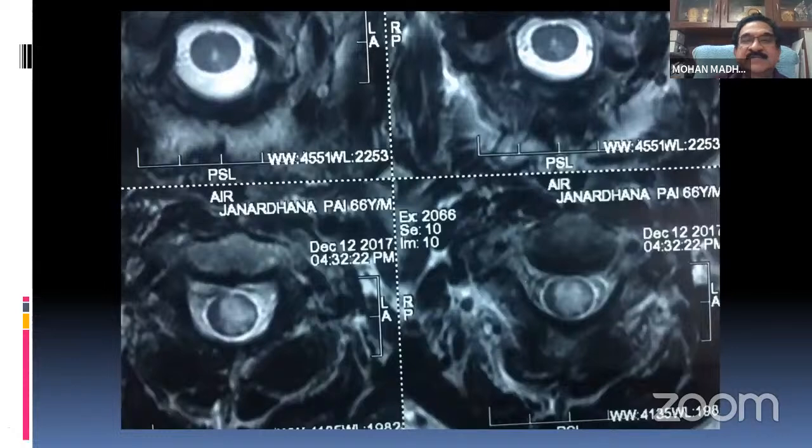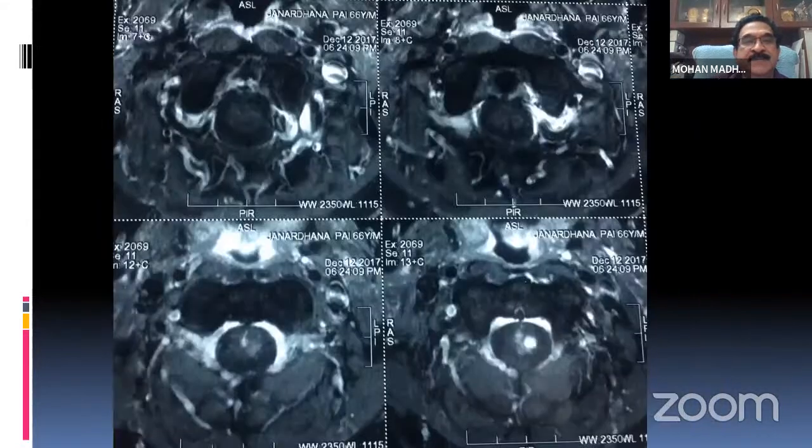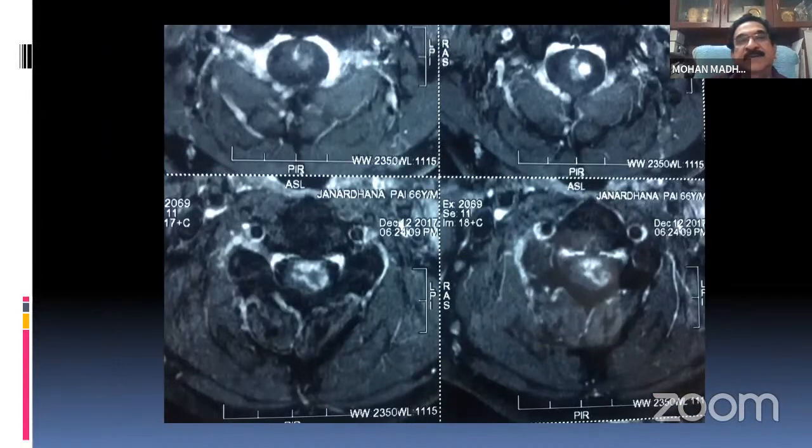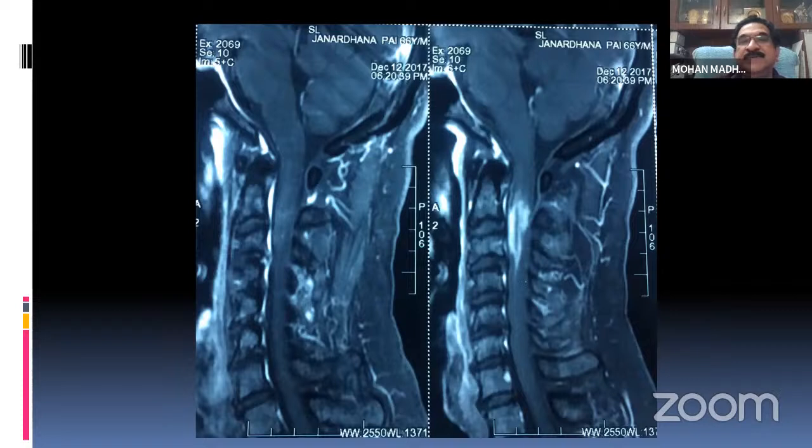This is a T2 weighted sequence. T2 hyperintense. This is the T1 with contrast. This again showing the sagittal cut.